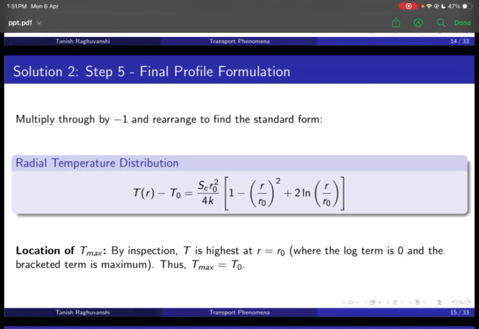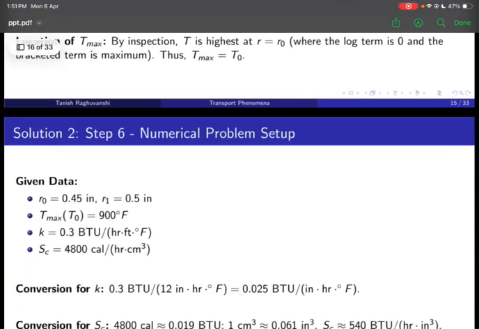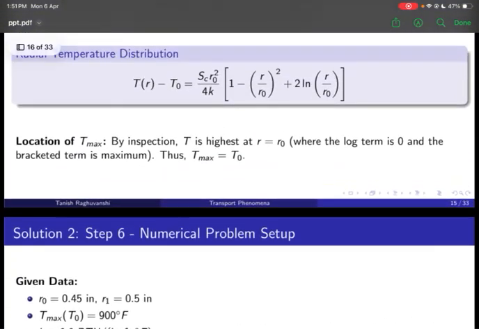Now, since the location of Tmax is asked as well, by inspection T is highest at R equal to R naught, where the log term is 0 and the bracketed term is maximum. Thus, Tmax is equal to T naught. Now, we can substitute the given data as well.